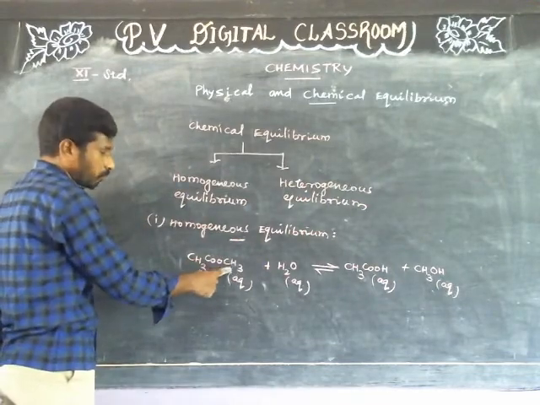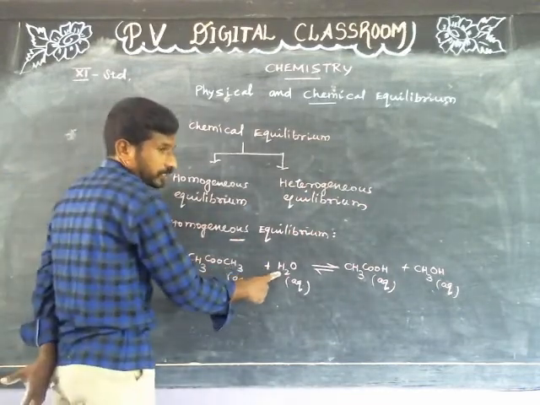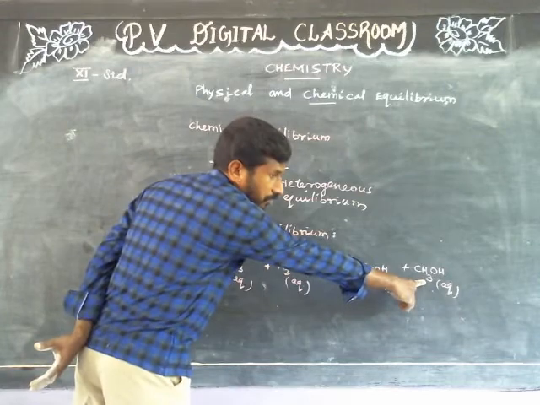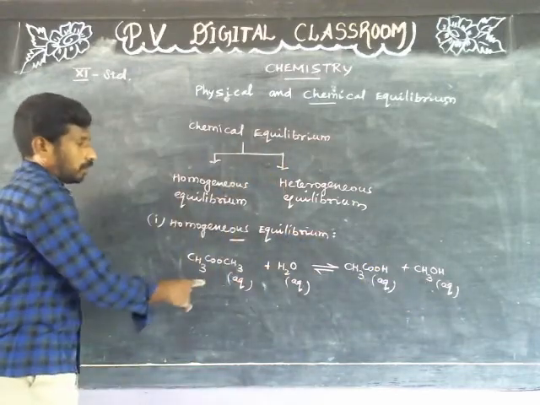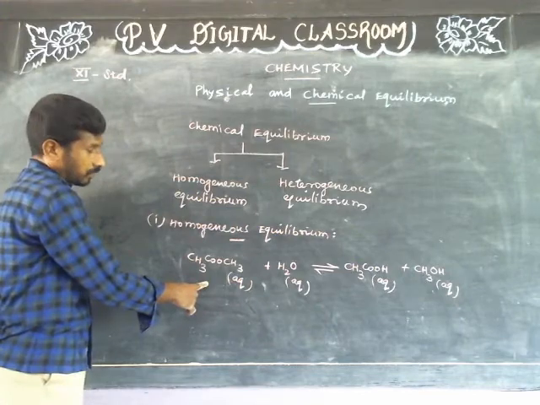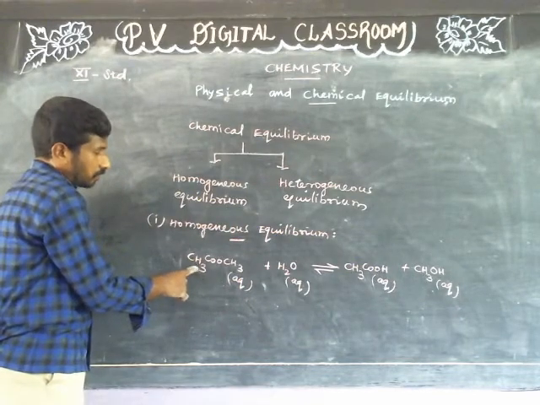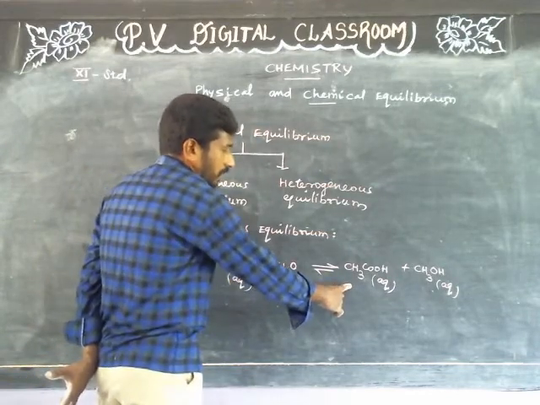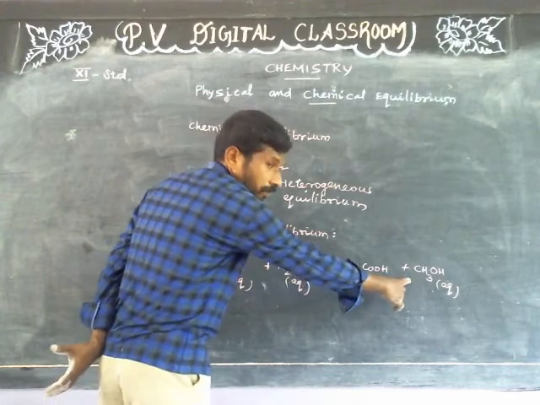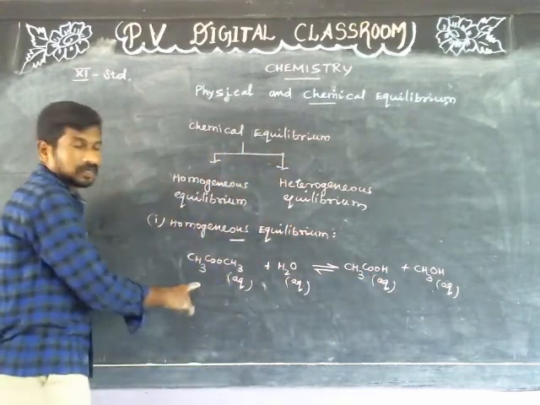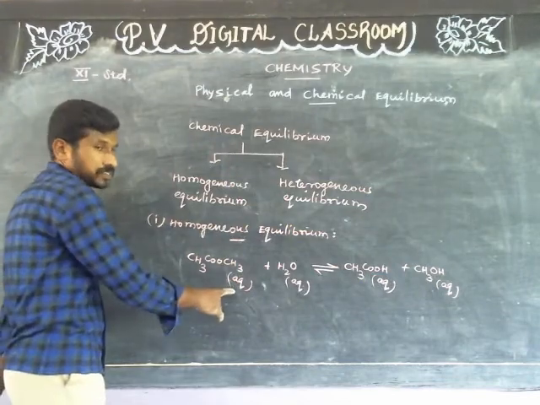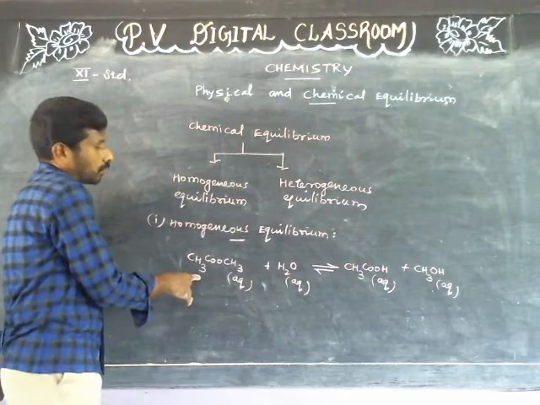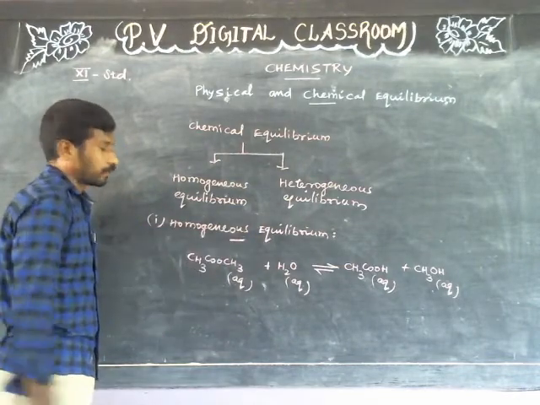The name of this compound is methyl acetate. It is water. The name of this compound is acetic acid and the name of this compound is methyl alcohol. In this reaction, the reactants methyl acetate and water, and the products acetic acid and methyl alcohol are present in the same phase, that is, aqueous solution phase. So this equilibrium belongs to homogeneous equilibrium.